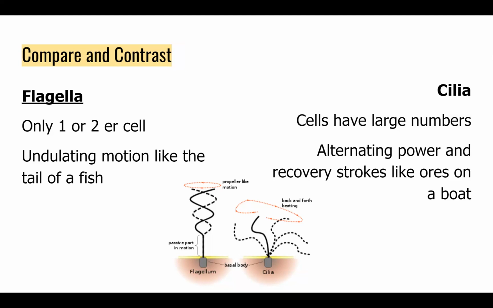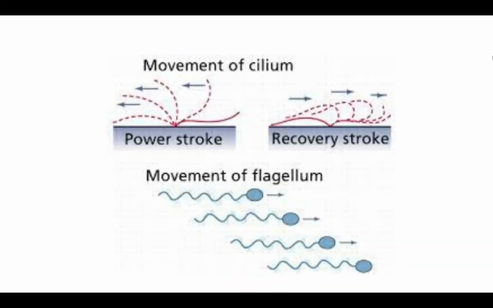So the movements are super different too. Again, we've got just a diagram of our movement. Our cilia, or cilium, are going to move back and forth with power and recovery strokes, and our flagellums are going to kind of swim like that.